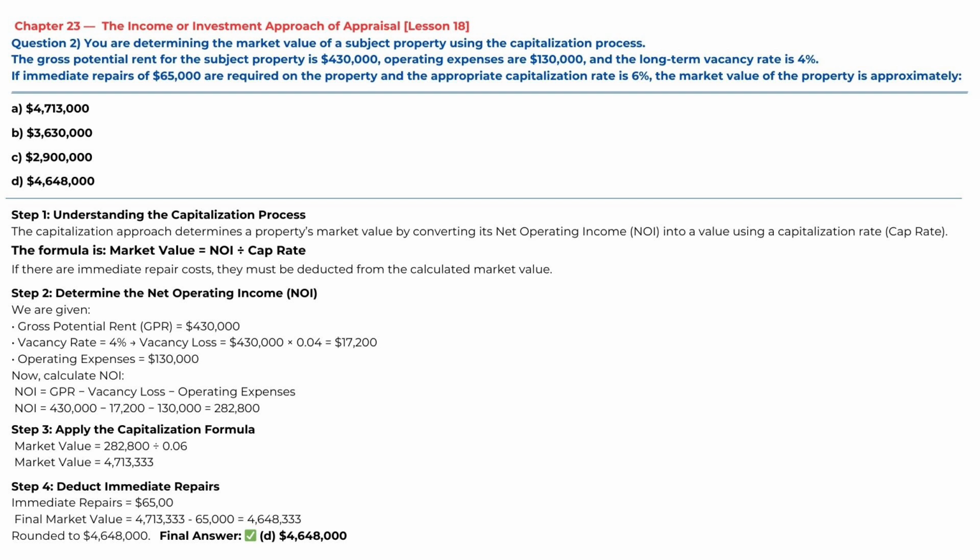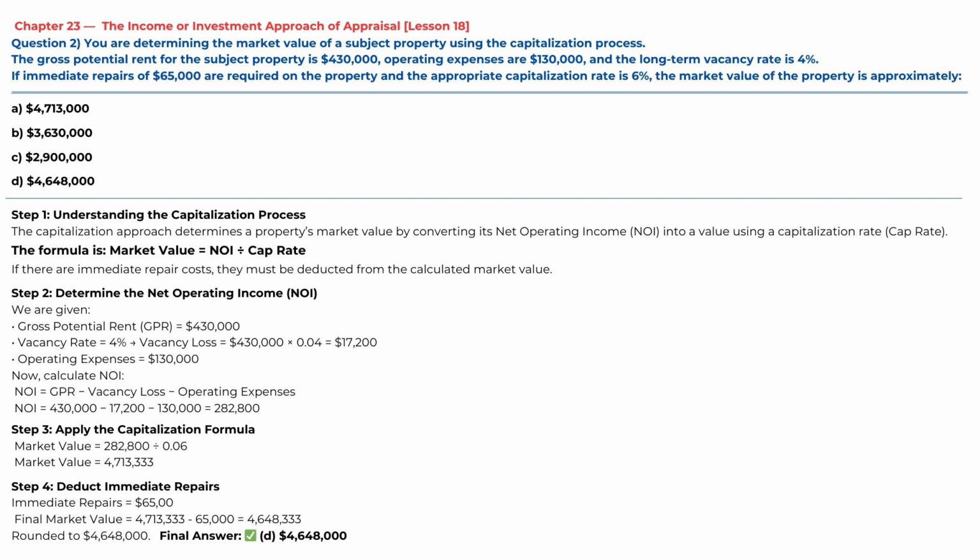Step 2. Determine the net operating income, NOI. We are given gross potential rent, GPR, equals $430,000. Vacancy rate equals 4%, which leads to vacancy loss equals $430,000 times 0.04 equals $17,200. Operating expenses equals $130,000. Now calculate net operating income.